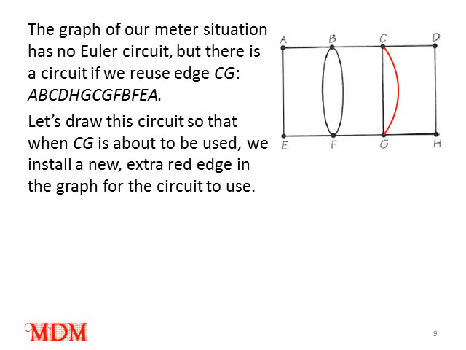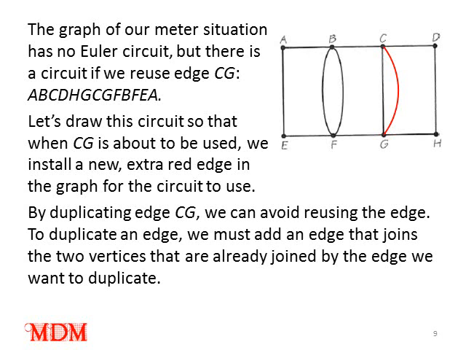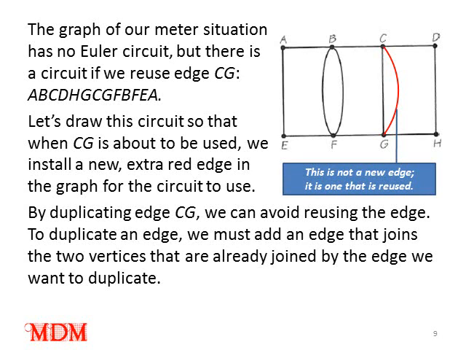As you draw yours on the assignment today, you can either use a colored pencil, a pen of a different color than the ink on your paper, or you can use squiggly lines to indicate that you've added an edge. By duplicating edge CG, we can avoid reusing the edge. To duplicate an edge, we must add an edge that joins the two vertices that are already joined by the edge we want to duplicate. This is not a new edge. It is one that is reused.